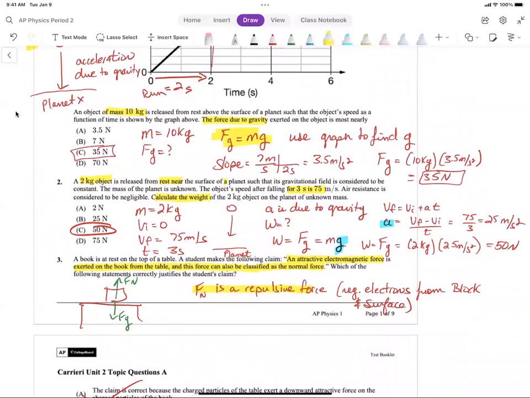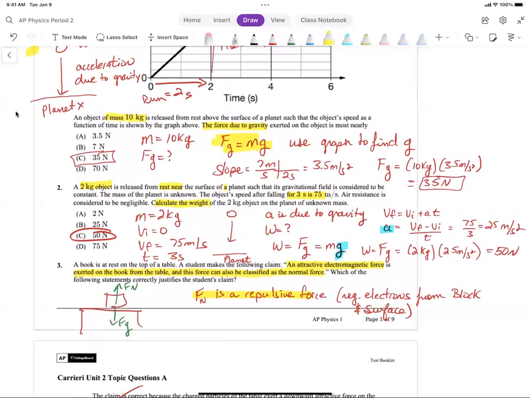The next question, a 2-kilogram object, once again, is released from rest near some planet whose gravitational field is considered to be constant. The gravitational field is what causes the acceleration due to gravity. The mass of the planet is unknown, and the object's speed after falling for 3 seconds is 75 meters per second. Air resistance is negligible. Calculate the weight, which is by definition the same as the force of gravity, of the 2-kilogram object.